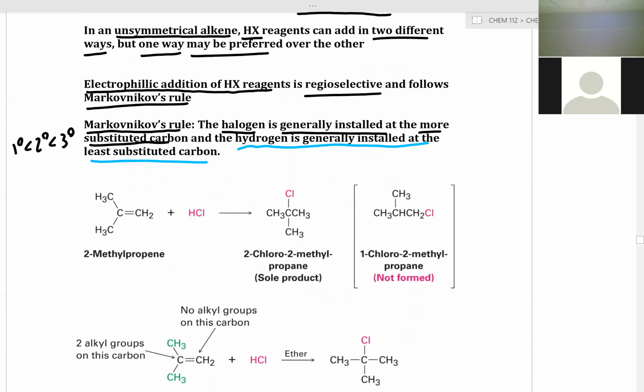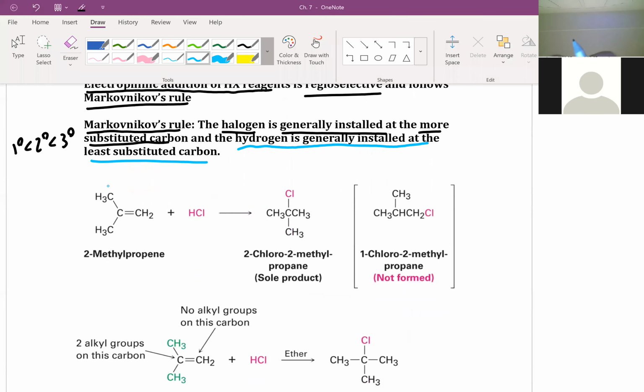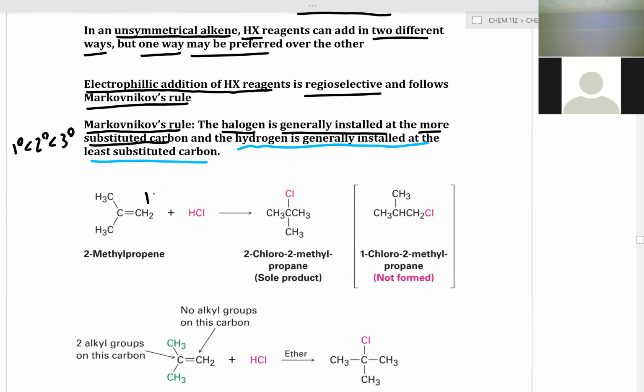Okay. So as we can see, if we have a choice between a primary and a tertiary carbon, let me do this in dark ink. If we're comparing a primary and tertiary carbon, where will our halogen add if we're following Markovnikov's rule? The primary or the tertiary carbon? What's the more substituted carbon? Tertiary. Okay. So that's why our halogen ends up at the tertiary carbon. Perfect.